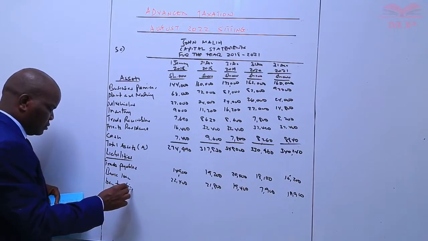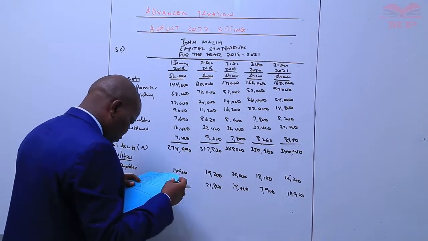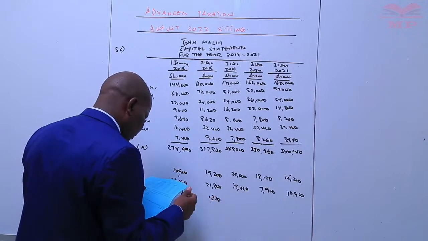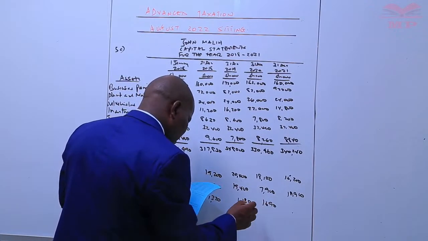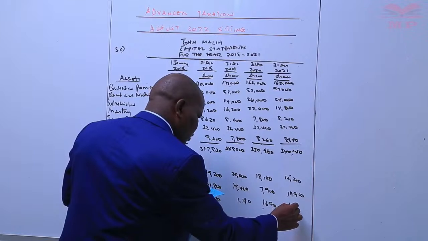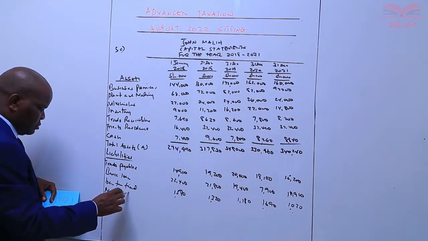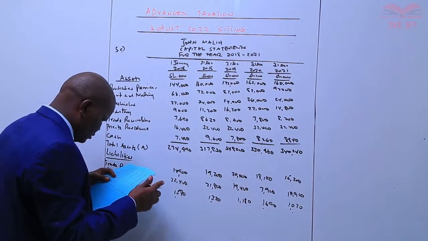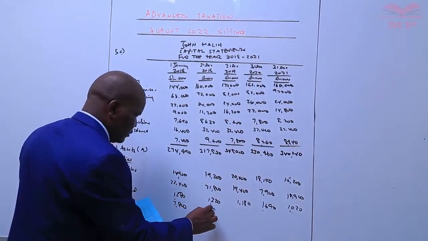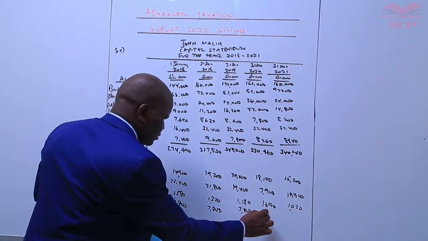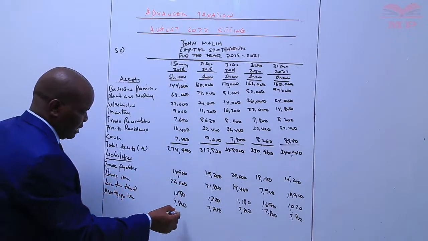Next we have loan from a friend. A loan is a liability: 1580, 1320, 1180, 1690, and 1020. We have mortgage loan, still a liability. This is 7,800. It's 7,800 all through. Yes, and if you are keen, that is the last liability we have.